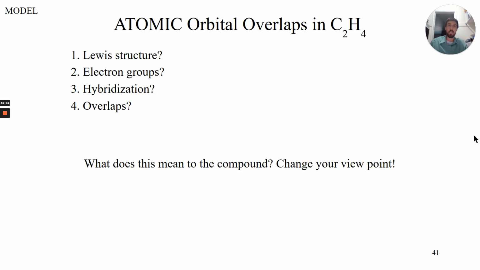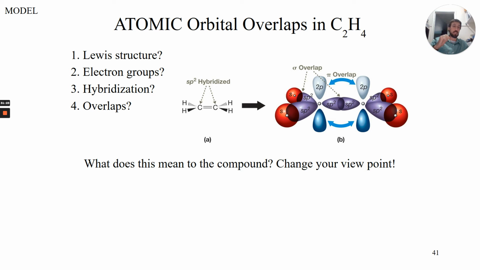So, atomic orbitals, overlaps in C2H4. If we could draw out a Lewis structure, electron groups, the hybridization, all of that, what we should end up with is something goofy looking like this. And you might also say, meh, it's a pretty picture. Thank you to our textbook for making it. Nice, pretty pictures. And you might say, well, why do I care? Well, the why I care, again, is going to come from how we look at this.